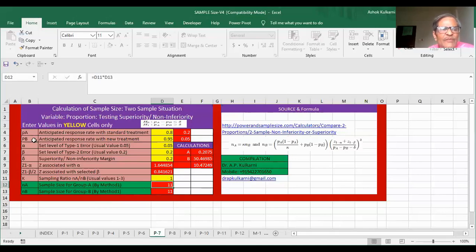So if the anticipated response rate with the standard treatment is 80%, and with the new treatment is 95%, that is 0.95. If the level of the alpha error is 0.05, the level of the beta error is 0.2, the superiority non-inferiority margin is 0.2, and you want a sampling ratio of 1, then the sample size required will be 11 in each group.